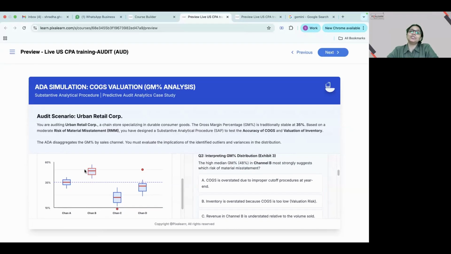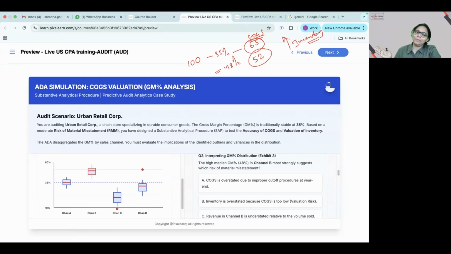If my GP percentage is high, that means my COGS is low. Understand the relationship. If my sale is 100, and my general trend is 65% margin, then my COGS should have been 65. If this becomes 48%, that means my COGS becomes 52. And a lower COGS means a higher inventory, isn't it, guys? What is not sold is going to be put in inventory.